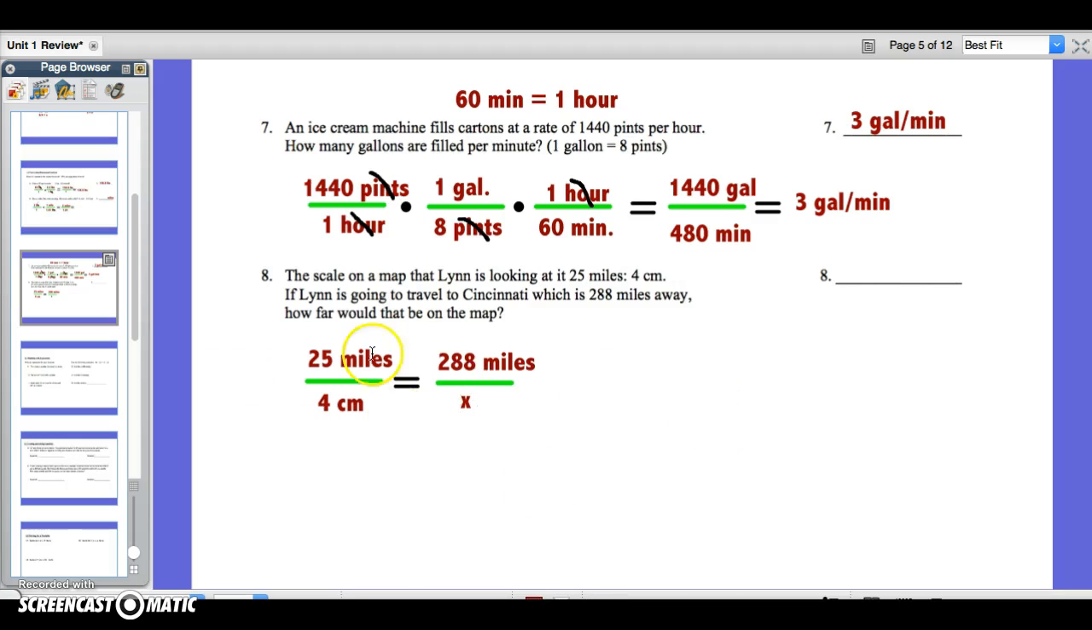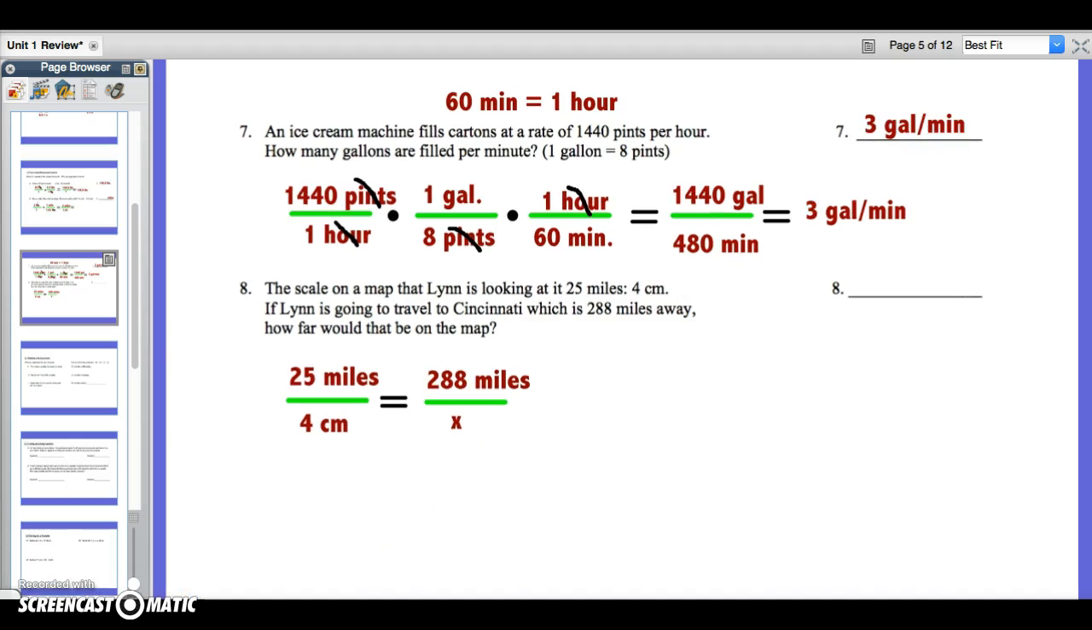So again, this problem is different than number 7 because in those we were multiplying the fractions. In this one we have a proportion, so we actually are keeping the miles and the miles on the top. This is going to be centimeters. This will be centimeters on the bottom as well. Okay, now because this is a proportion, how we're actually going to solve is by cross multiplying. So I'm going to do 25 times x is equal to 4 times 288.